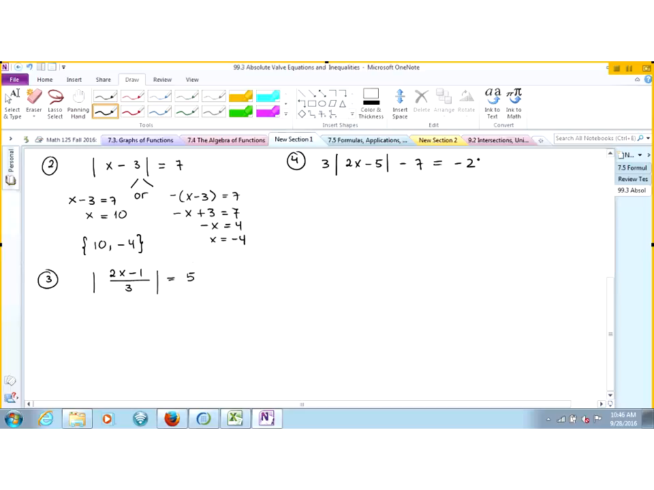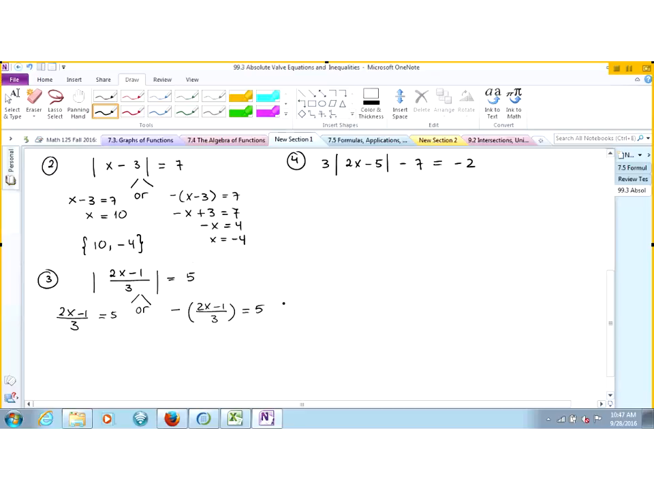So number 3, what am I supposed to do? Is this isolated already, the absolute value? Yes. So we will replace this with 2 different expressions. What is the first one? 2x minus 1 over 3. What about the second one? Negative of 2x minus 1 over 3. And then what about equals to 5? Well, it doesn't have absolute value, so I'm just going to copy this.